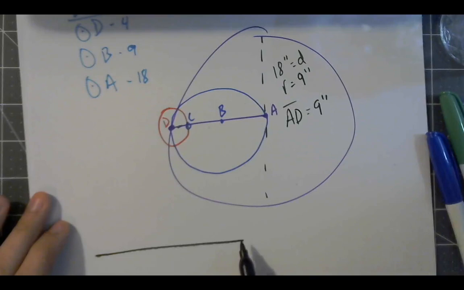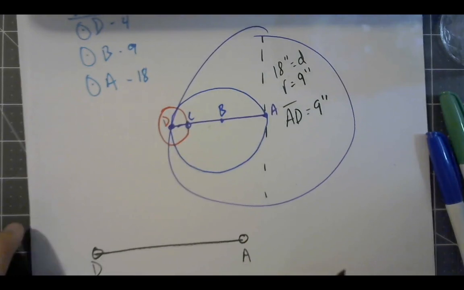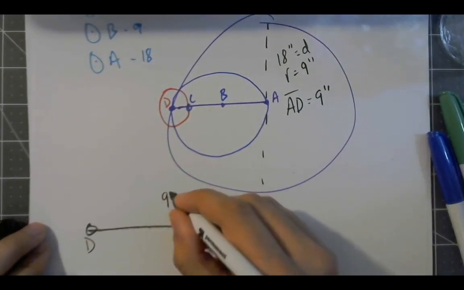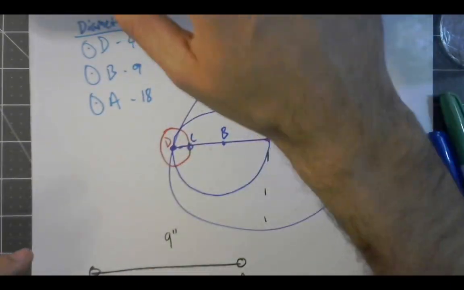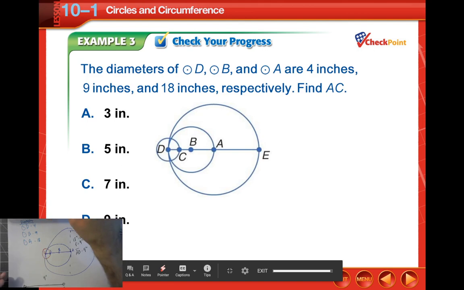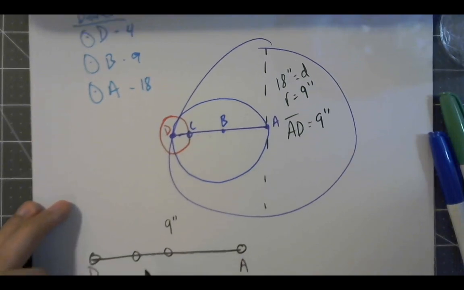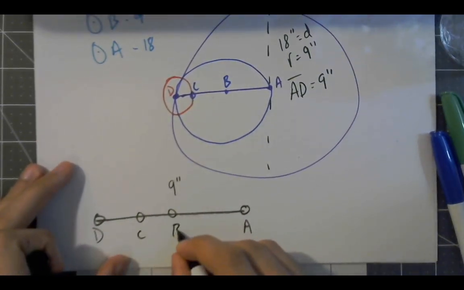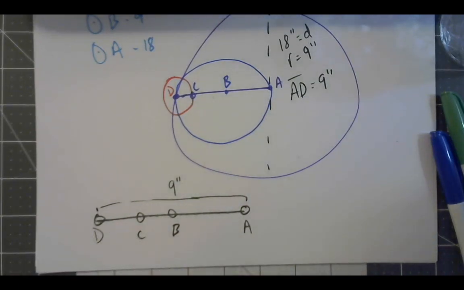Once again, I'll draw a simplified version down here without the circles. So I know this line right here is 9 inches. Great. So what I want to find, if we look back at the problem, is A to C. That's our last line. We want something close to this distance. This is C, this is B. I know the whole thing is 9 inches, so I know my answer is going to be less than 9 inches.